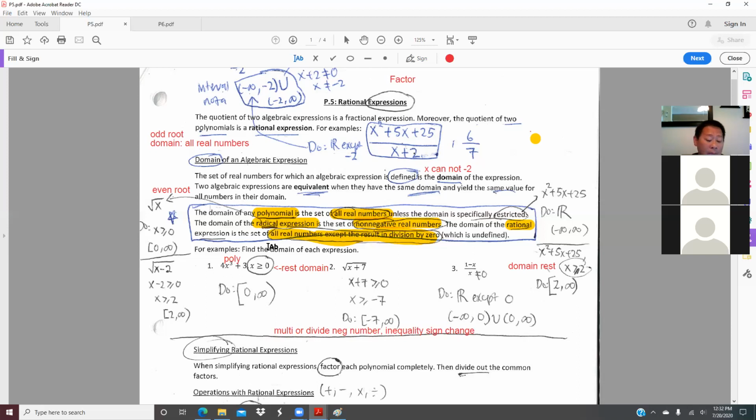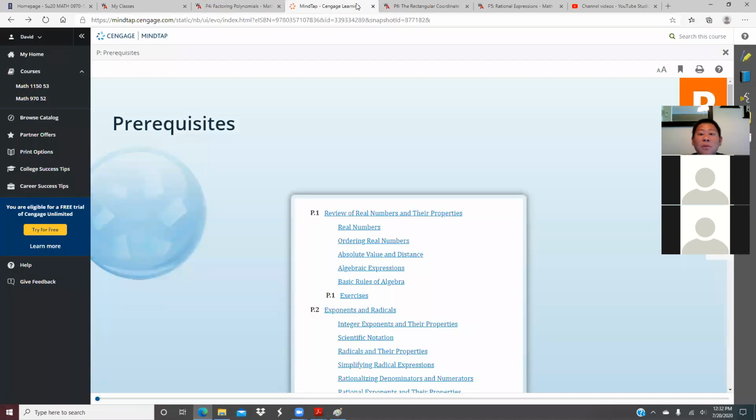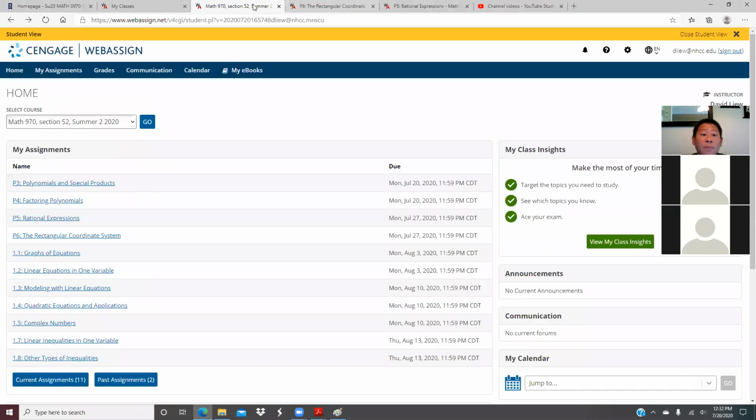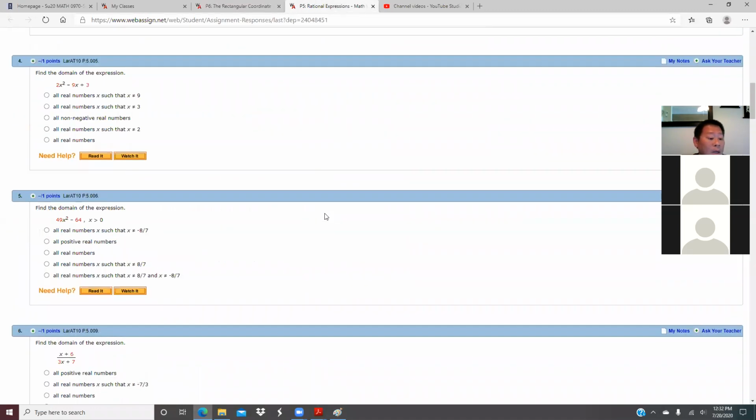Okay, so this is how you figure out domain, which is definitely coming up in your test next Tuesday. So I'm going to give you some homework questions that I want you to practice, so you know how to do this domain part, because as I told you, it is very important, and it's going to be in your test.